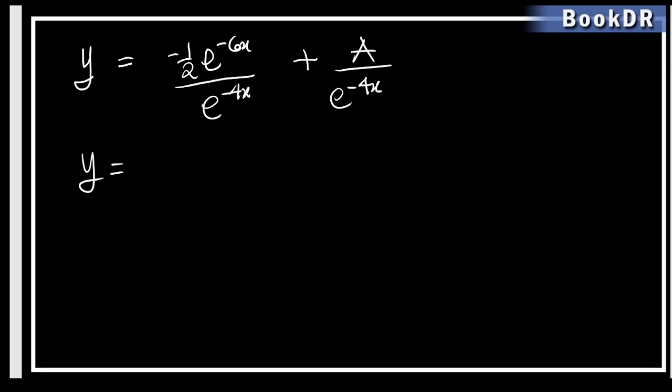Performing the division, we just subtract the powers of the exponential function. So minus 6x minus negative 4x. This will yield e exponent minus 2x. Then write the exponential function on the same line with the a, applying the rules of indices, and this will be e exponent positive 4x. This becomes the general solution for our differential equation.